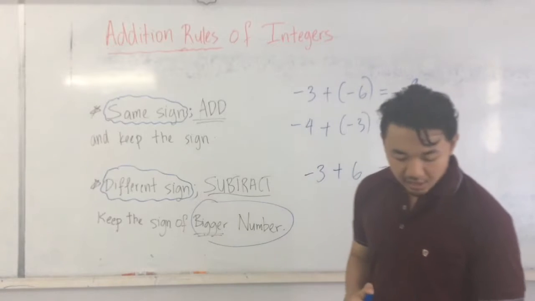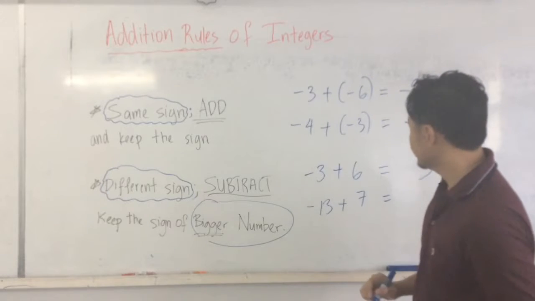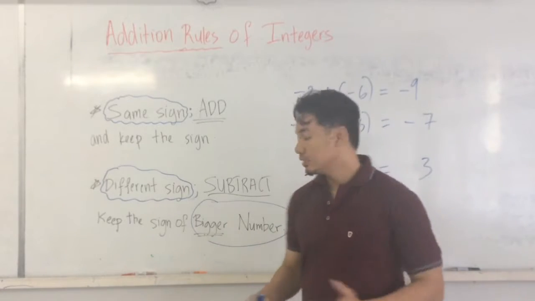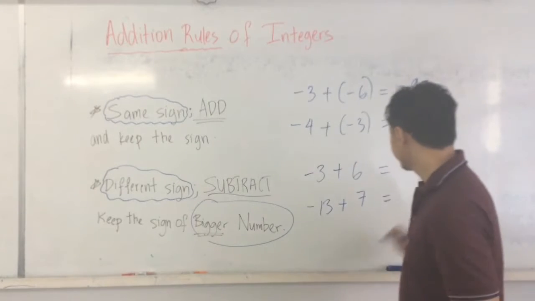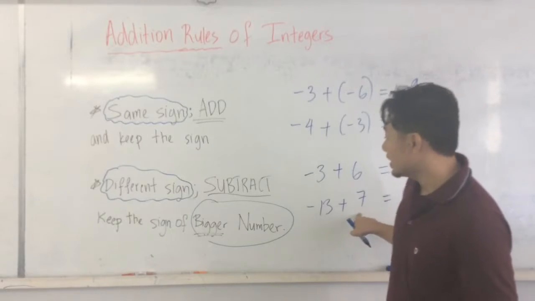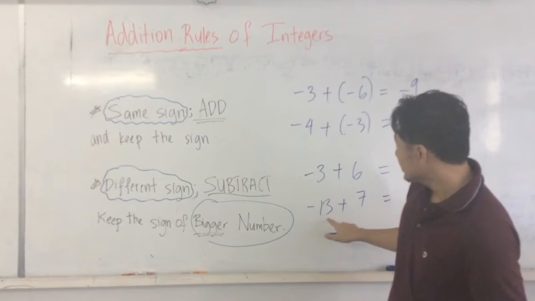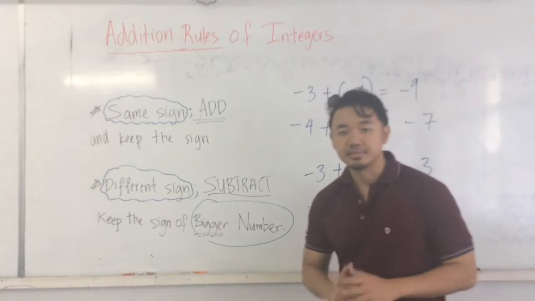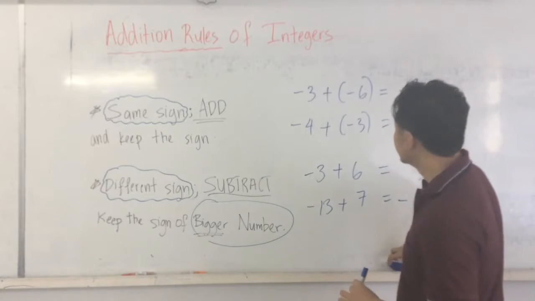How about negative 13 plus 7? Again, different signs, just subtract them. 13 minus 7 is 6. And 13 is bigger than 7. And you keep the sign of the bigger number. The sign of the number 13 is negative, so the answer is negative 6. Let's do some more examples.